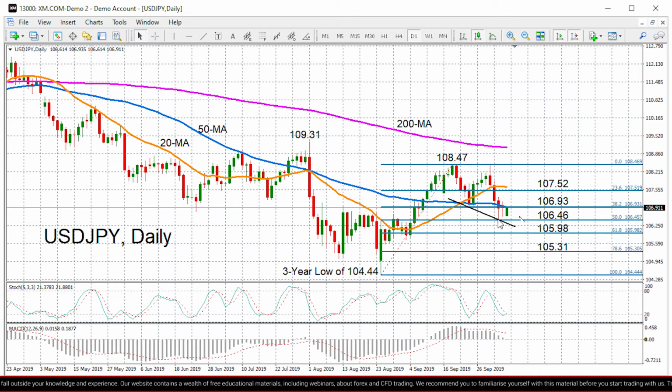To the downside, we've got support at the 50% Fibonacci at 106.46, and then slightly below that is that mini downtrend line. So if those support levels do not hold, it's likely we could see dollar yen accelerating its decline and potentially head back towards that three-year low. In the medium term, though, it's still looking fairly neutral for dollar yen.